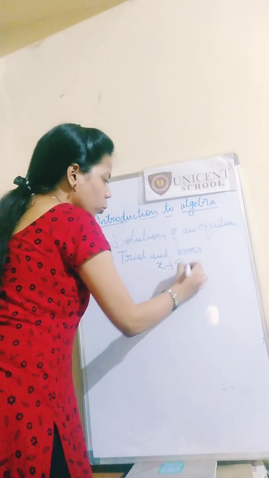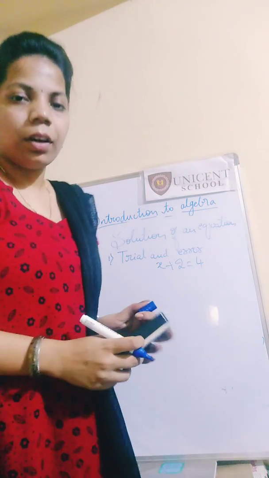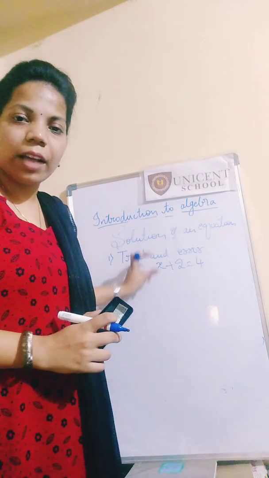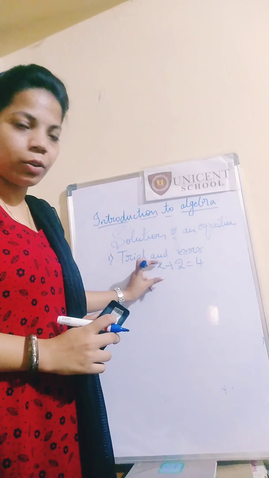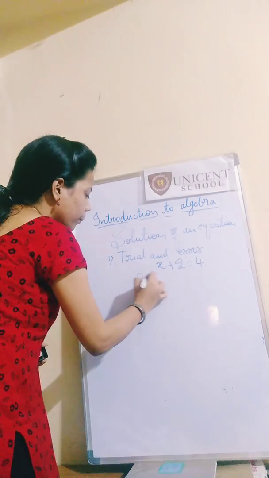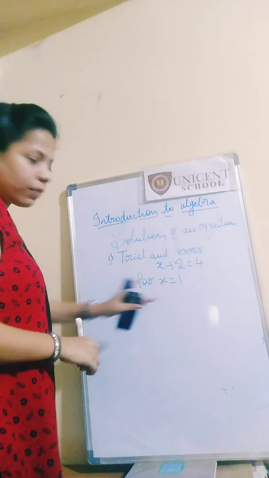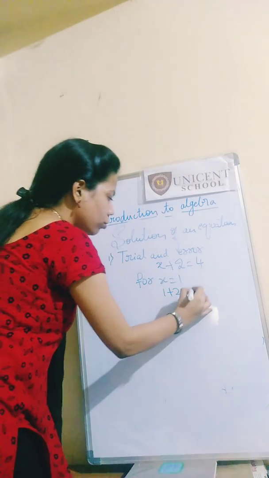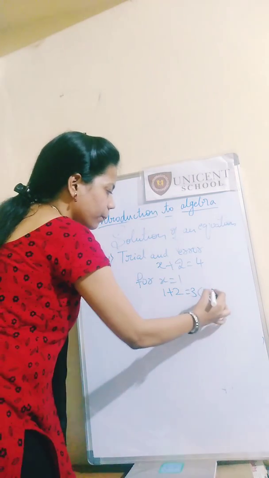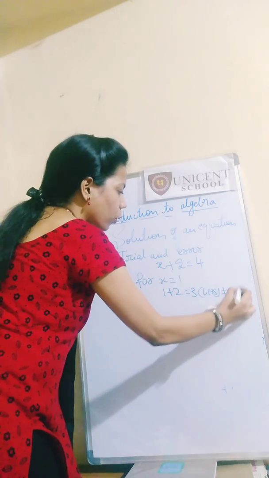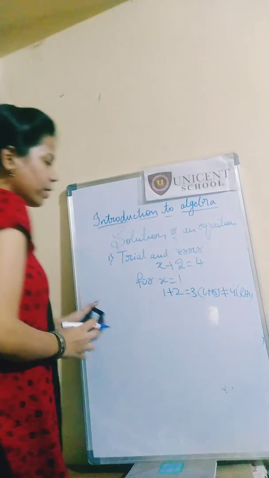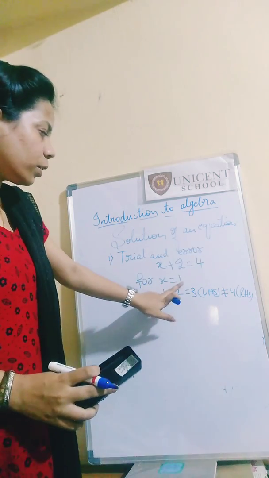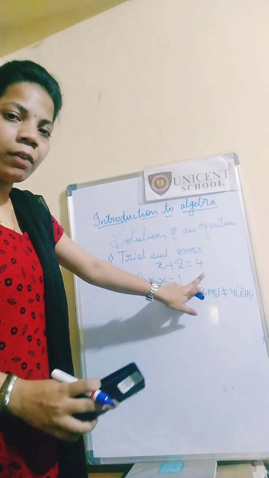x plus 2 is equal to 4. Now how to solve this equation? First I will take various values of x and substitute them here. Okay, for x is equal to 1. If I substitute x is equal to 1, let us see what we will get. 1 plus 2 is equal to 3, which is LHS, right? Which is not equal to 4, the RHS. So when we substitute the value of x here, it should be equal to RHS. But here when I substitute x is equal to 1, we did not get the value of RHS.